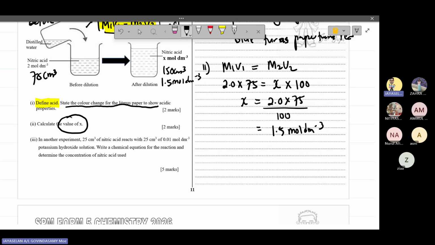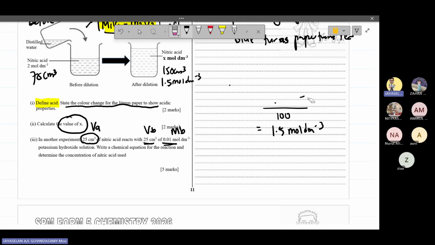In another experiment, they use 25 cm³ of nitric acid. So you put this as your volume of acid. It reacts with 25 cm³ of 0.1 mol dm⁻³ potassium hydroxide. This is the volume of base, and this is the molarity of base. Okay, I erase this, we do here.